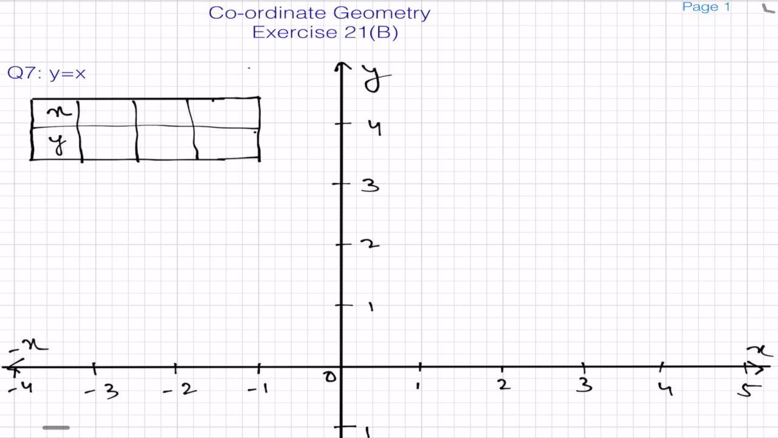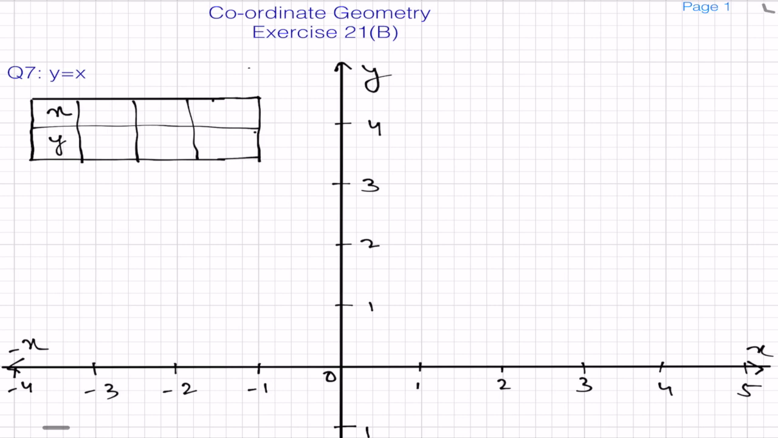So now see, question number 7 is y is equals to x. The first step of solving the graphs is that you have to make either y the subject or x the subject. Choice is yours. Now in this question we can see y is equals to x, so y is already the subject.